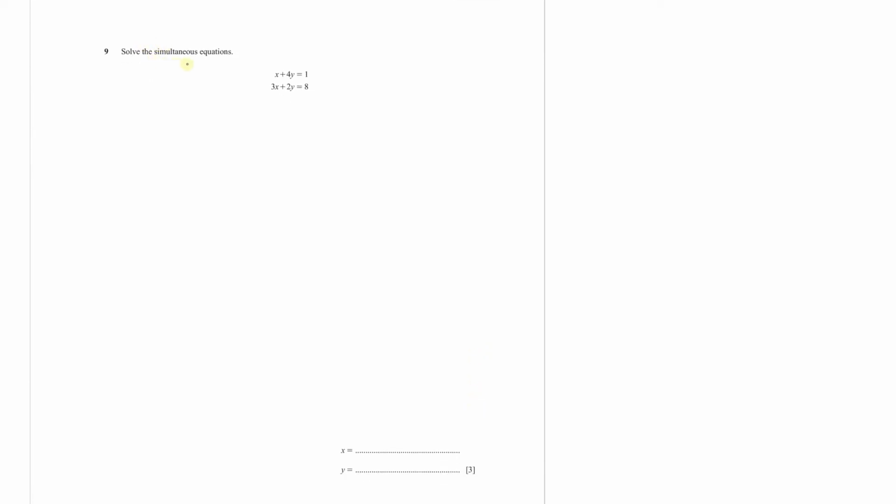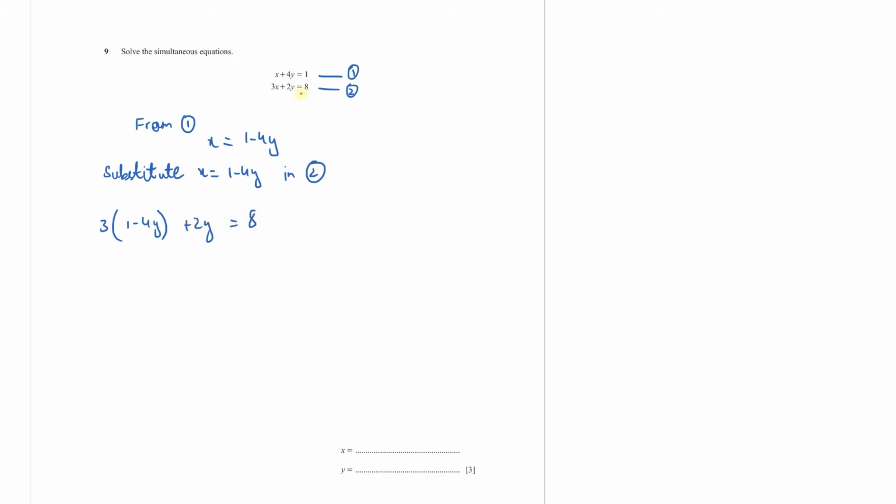The next question is solve the simultaneous equations. So you have this first equation, x plus 4y equals 1, and the second equation is 3x plus 2y equals 8. So from the first equation, I can make x the subject, so x will be equal to 1 minus 4y. Then substitute, so I'm using the substitution method here, substitute x equals 1 minus 4y in equation number 2. So 3x will become 3 into 1 minus 4y plus 2y equals 8. So this is the equation I'm using.